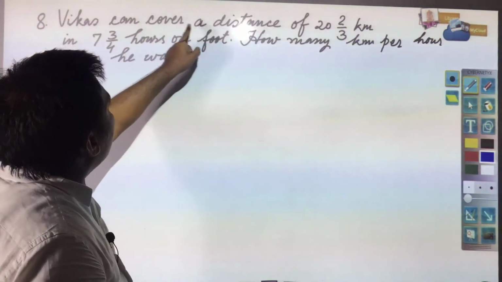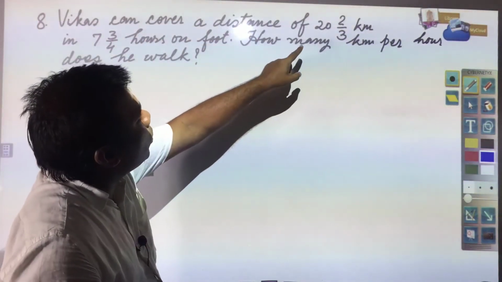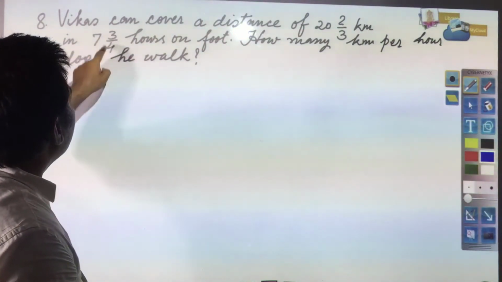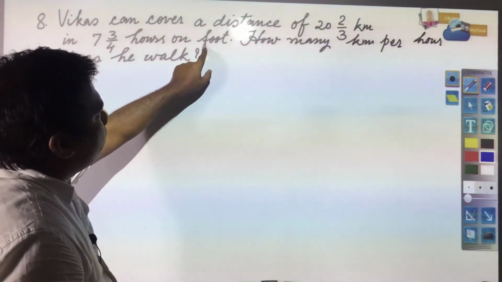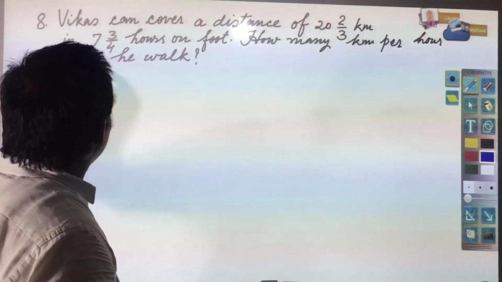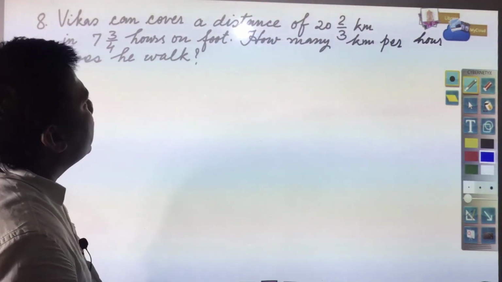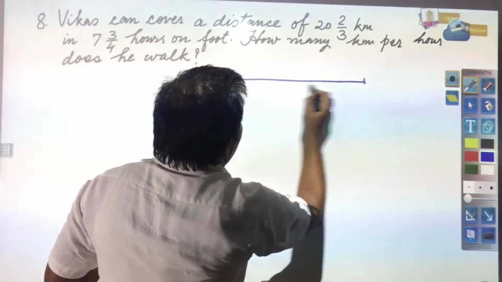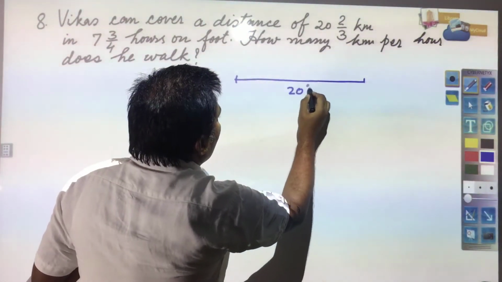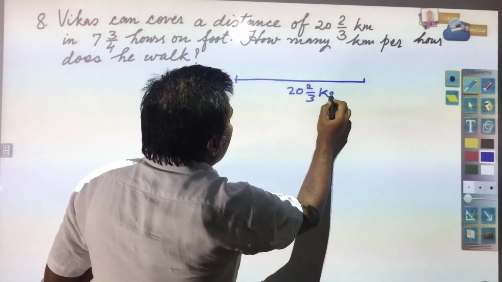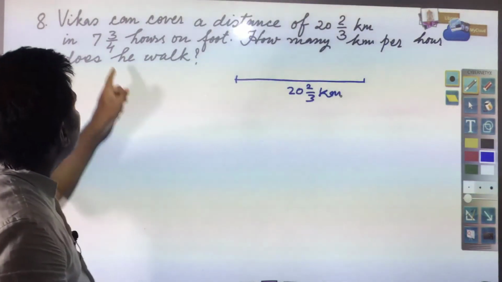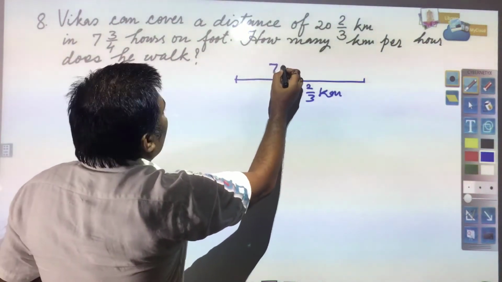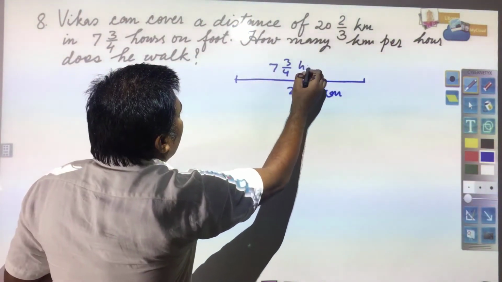Vikas can cover a distance of 20 whole 2 by 3 kilometer in 7 whole 3 by 4 hours on foot. How many kilometer per hour does he walk? Here you see 20 whole 2 by 3 kilometer is covered by Vikas in 7 whole 3 by 4 hours.